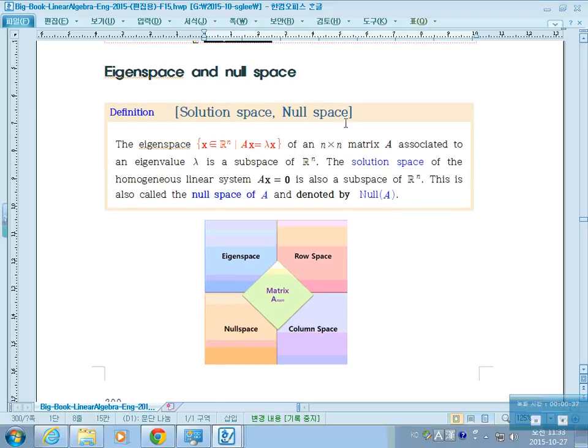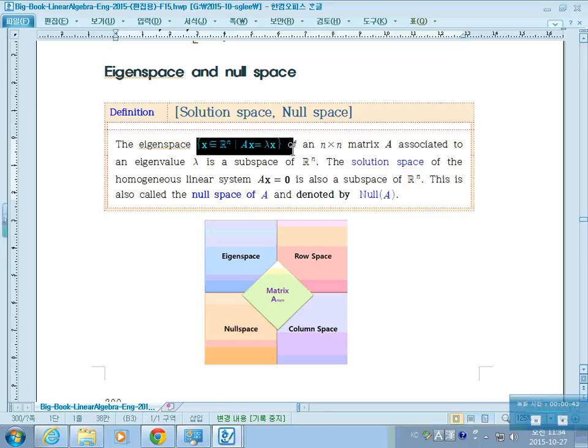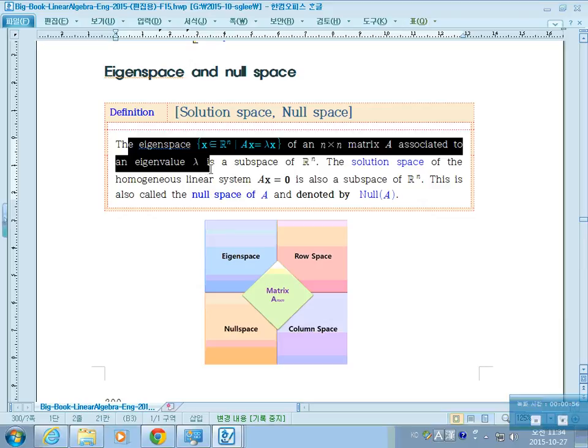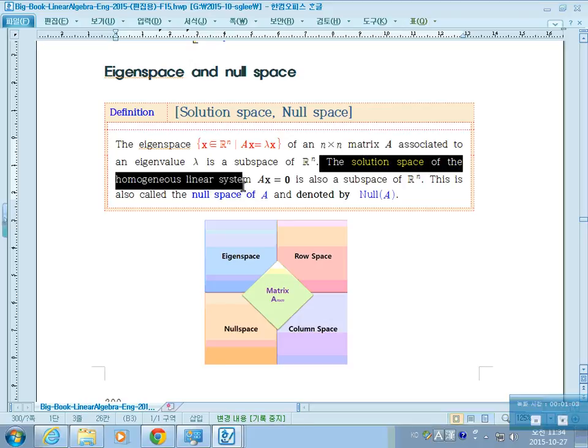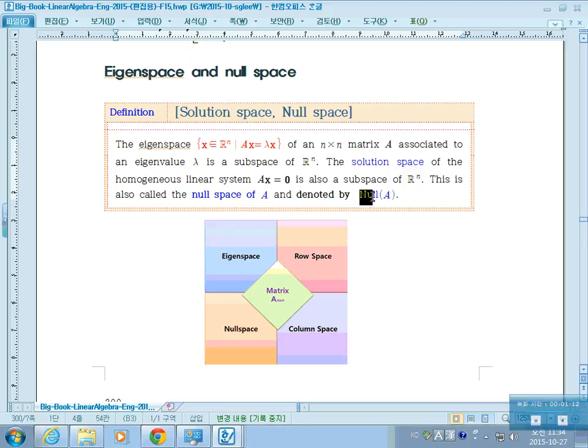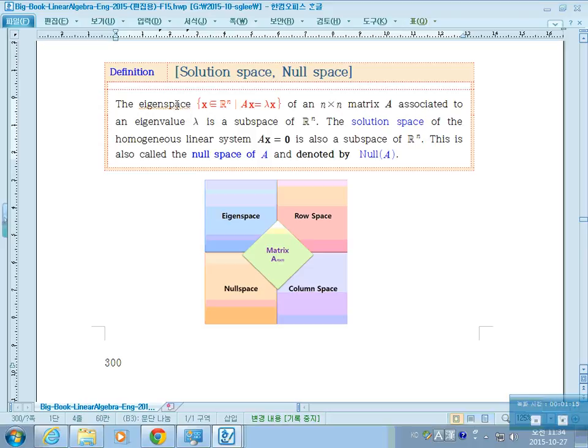Eigenspace and null space. The eigenspace is the set of vectors that satisfies Ax equals lambda x. This eigenspace of the matrix A associated to an eigenvalue lambda is a subspace of R^n. And the solution space of the homogeneous linear system Ax equals 0 is also a subspace of R^n. This is called the null space of A and denoted by null of A like this. Now we have introduced the eigenspace and the null space.